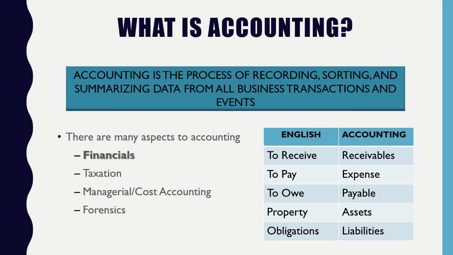When you're learning accounting, you have to understand that accounting is a completely new language. So I gave you some examples here. To receive is a receivable, straightforward. If you need to pay somebody, it's an expense. To owe somebody is a payable. When you own property, it's considered an asset. And when you have obligations, it's a liability.